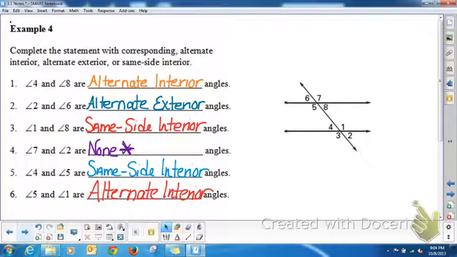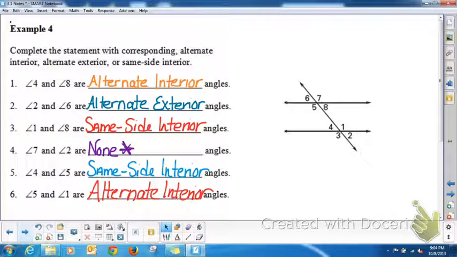So check your answers. 4 and 8, they're alternate interior angles. 2 and 6 are alternate exterior angles. They're on the outside, on opposite sides, one up, one down. 1 and 8, those are same side interior angles. They're between the 2 lines.